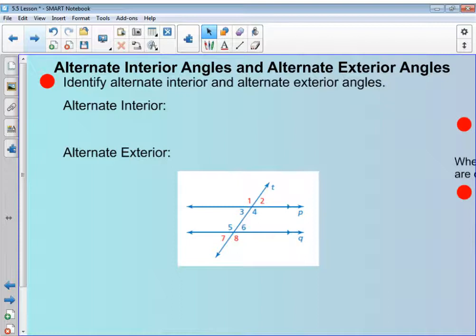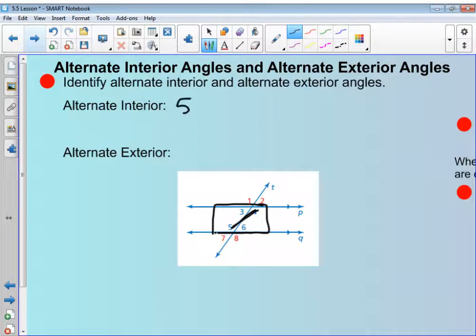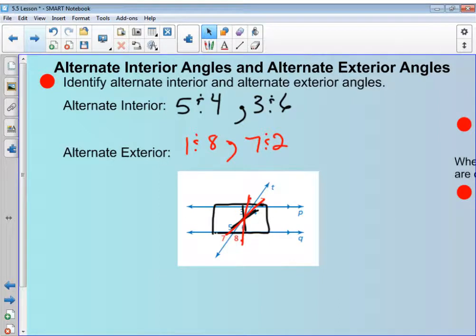Okay, identify your alternate interior and alternate exterior. Now I'm very visual, so I like to go ahead and identify with a box. Here are my interior angles. Those are the ones inside of the box. So alternate, they're on the alternate side or diagonal from each other. Okay, 5 and 4. Then that means 3 and 6 are alternate. Okay, so now when I work off of the ones on the outside, my red numbers there, well, 1 on the opposite side of the transversal, on the opposite side of the parallel lines, 1 and 8. And then the other set would be 7 and 2. Okay, so they're on the alternate or the opposite side of that transversal.